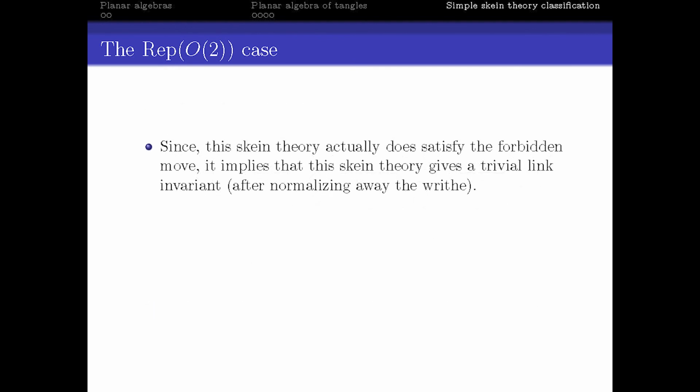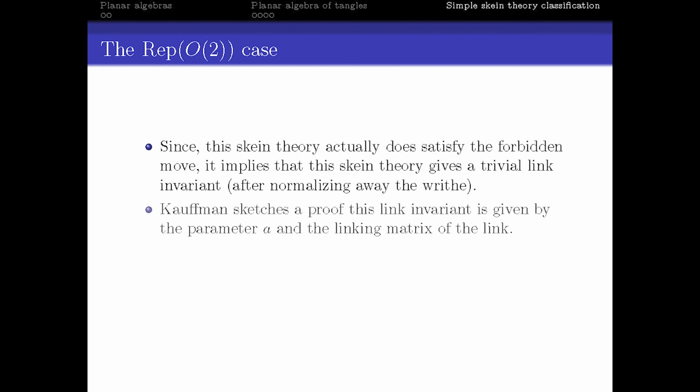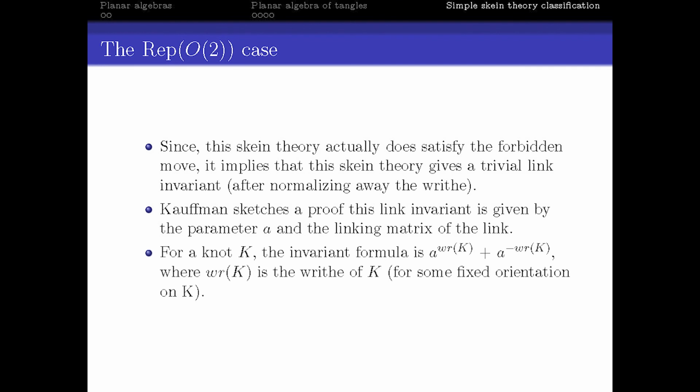Since this skein theory actually does satisfy the forbidden move, it implies that this skein theory gives a trivial link invariant. And Kauffman sketches a proof for this link invariant and shows that it's given by the parameter A and the linking matrix of the link. For a knot K though, the invariant formula is simply A to the right of K plus A to the minus right of K. So unfortunately, the link invariants that we get from this classification are either not new or not exciting.